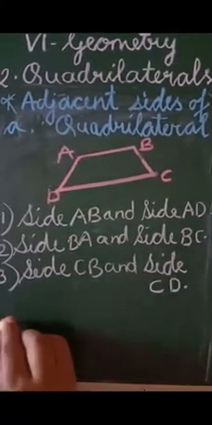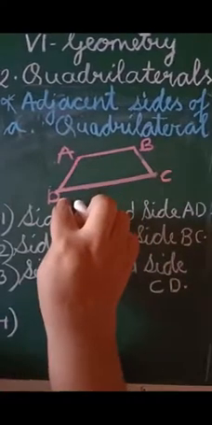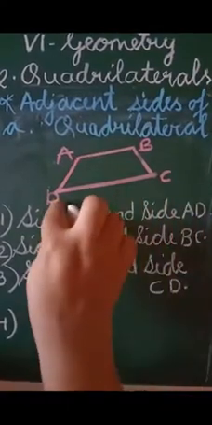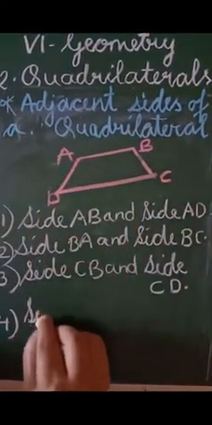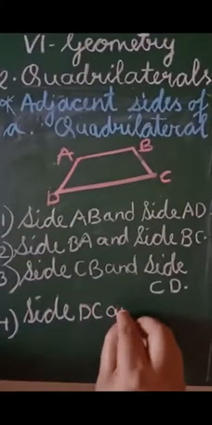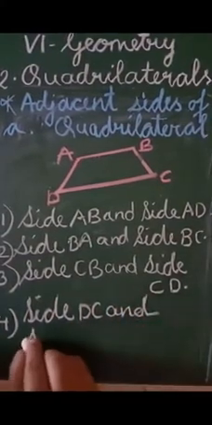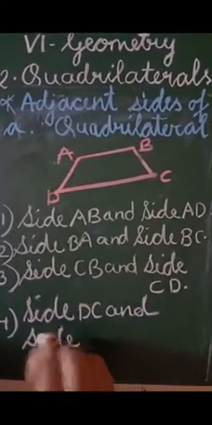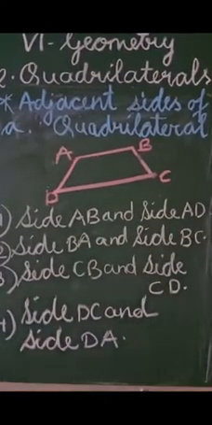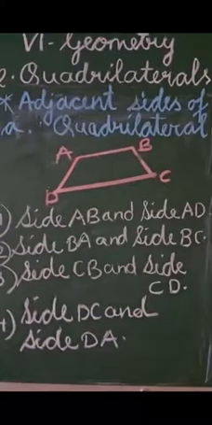Okay. And the fourth pair starts from D. There are 2 sides, they are DC and side DA. So fourth pair is side DC and side DA. So in this way children, we have got the 4 pairs of adjacent sides.